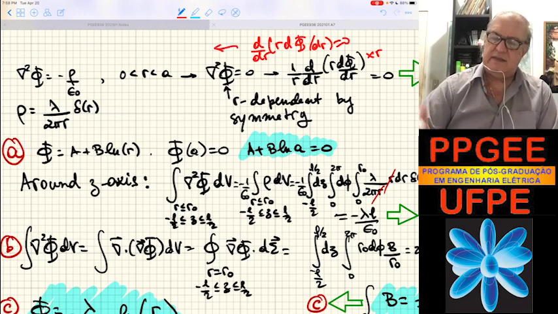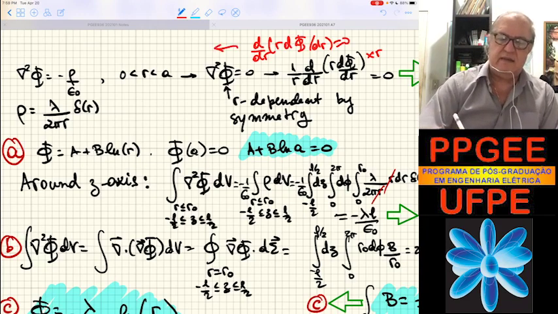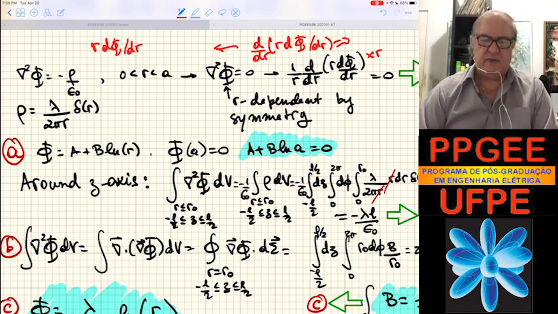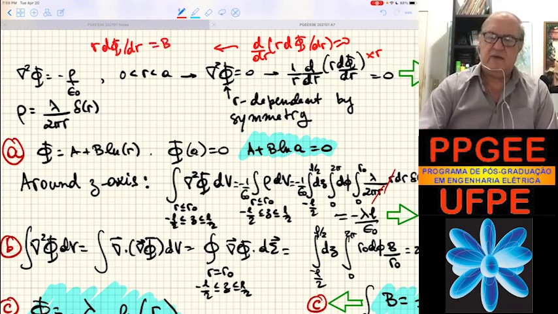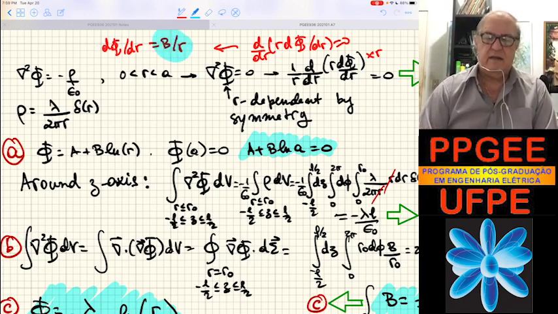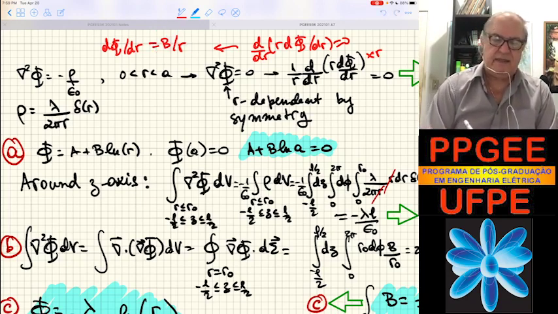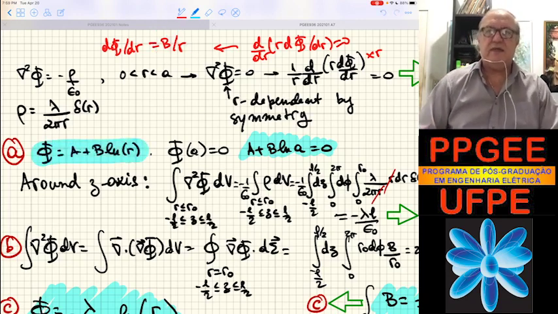You integrate once, you're going to have a constant, right? r dφ/dr equals b. So I'm going to have this go as a denominator here, right? If we make another integration, we're going to have the logarithm of r. So we have a general solution given by this form here. That's the homogeneous solution.